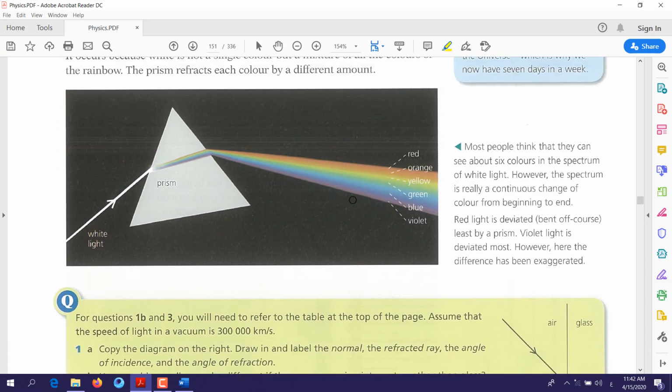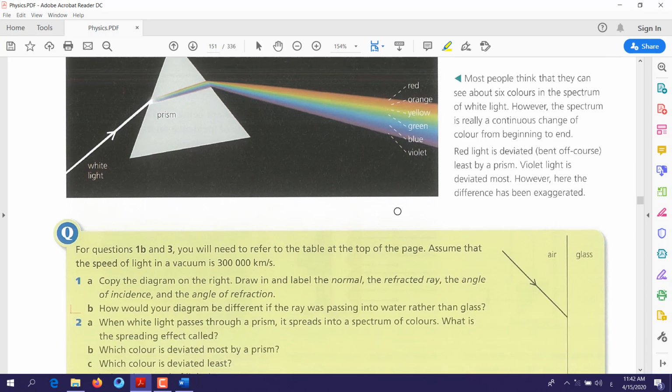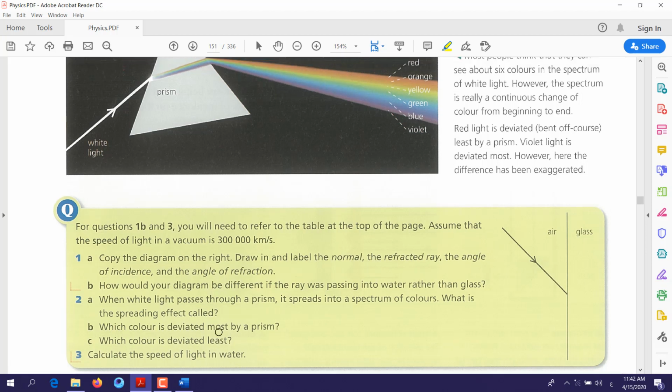B. Which color is deviated most by a prism? This is the spectrum. Which one of these colors is deviated, or is bending more? If you see which one bends more, it's the last one, which is violet. It's the light that bends, or deviates, more. C. Which color is deviated least? The upper one, the red.